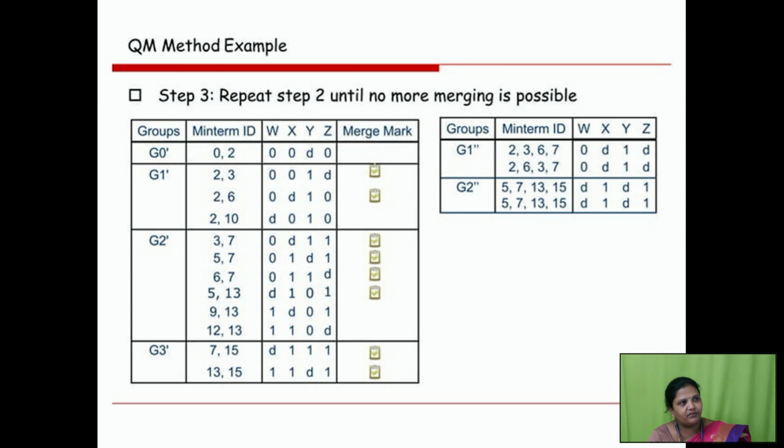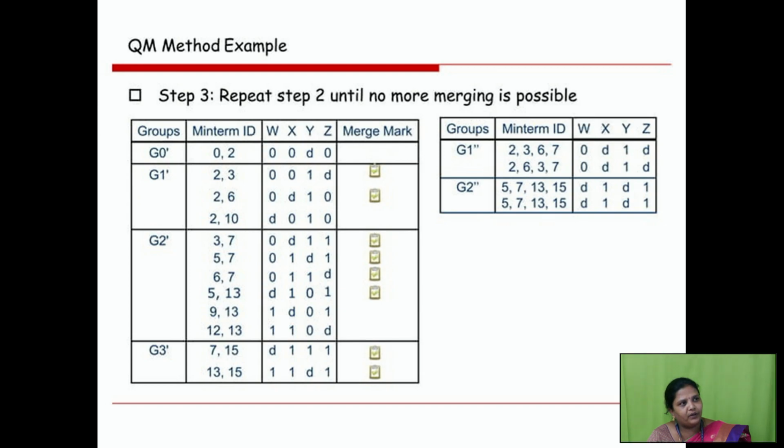So 6, 7 has the dash in the fourth position. So 2, 3 and 6, 7. So 0 and the second bit is 0, dash. Second bit alone is changing. So 0 dash and 1 dash. So if you are comparing 2, 3 and 6, 7, we get 0 dash 1 dash.